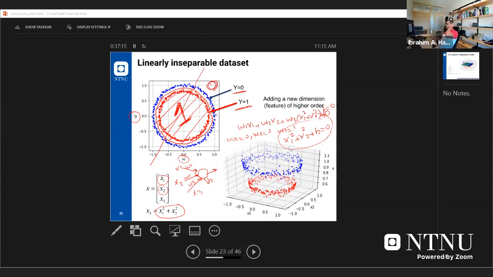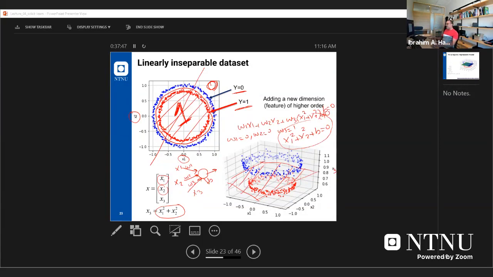We are still using a perceptron, but we can use this perceptron for classifying a linearly inseparable data set by adding higher order features. So by adding x1 squared and x2 squared, if you want to plot it in three-dimensional space, it will look like this one. We have x1 here, x2, and this one is x3. Right? So now we can find a plane which will separate those data points.